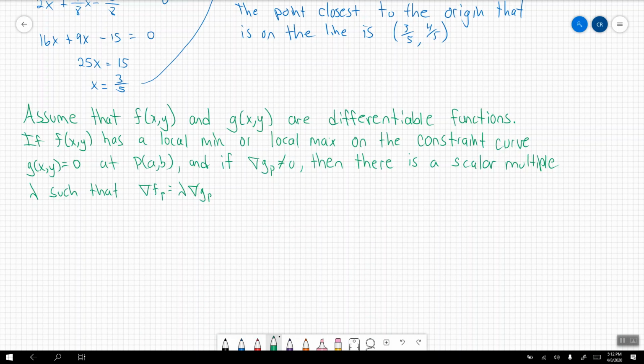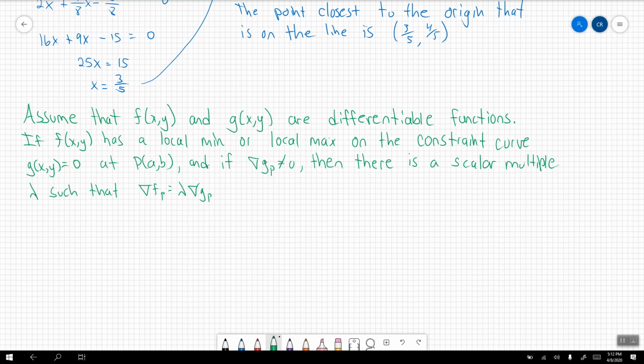All right, so welcome back to the class here. Now, here we have the definition for the Lagrange multiplier. We're going to say that assume that these two functions, f of xy and g of xy, are differentiable functions, and the function f of xy has a local minimum or local maximum on the constraint curve. We're going to say that the constraint curve is g of xy equal to 0, and that it has a local max or local min at some point, call it P, that has coordinates A, B.